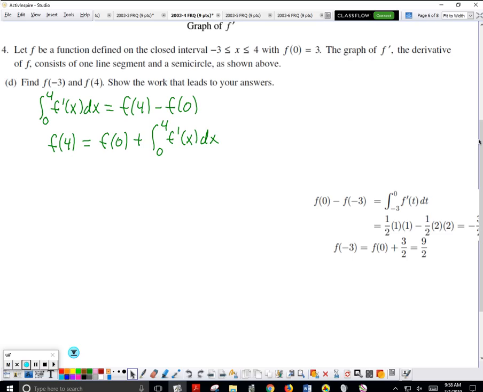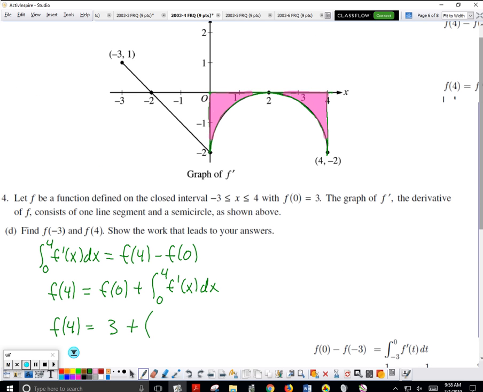Okay, f of 4 is equal to f of 0. F of 0 is 3. To find this integral, first of all, I'm integrating left to right, as usual. All of the area I'm finding is negative, is below the axis. So the entire integral must be counted as a negative. So I would put a negative right away, like that.